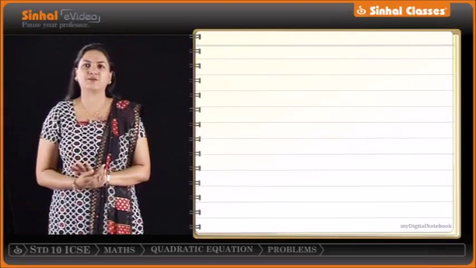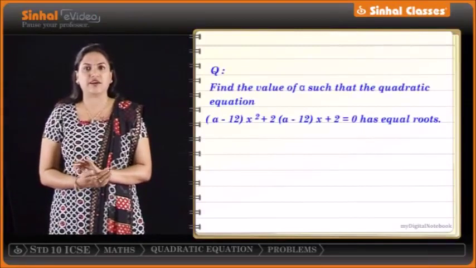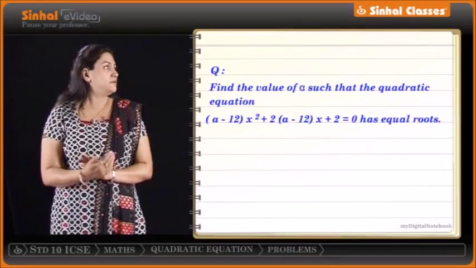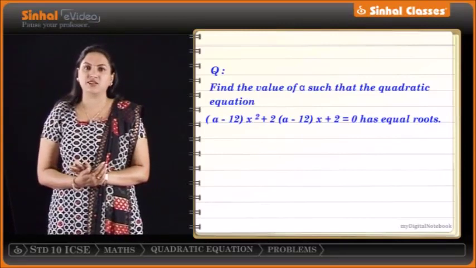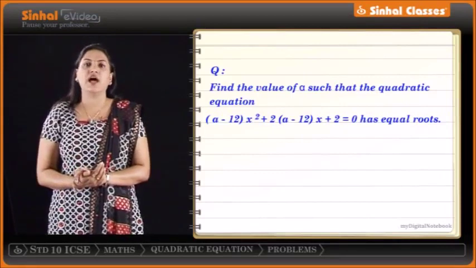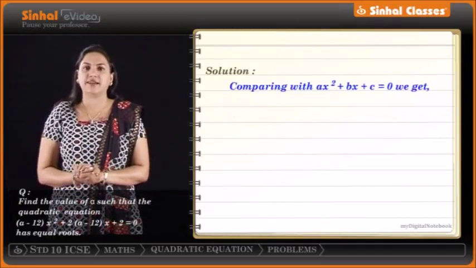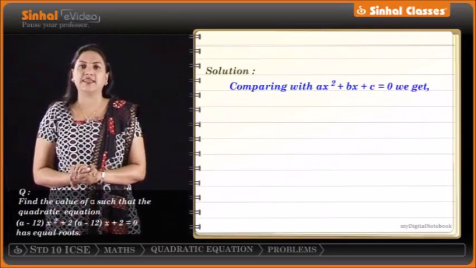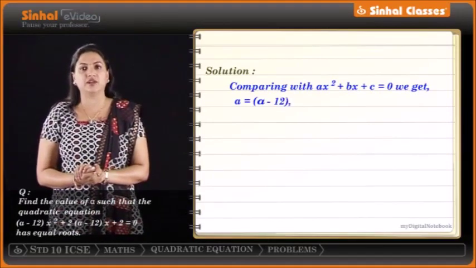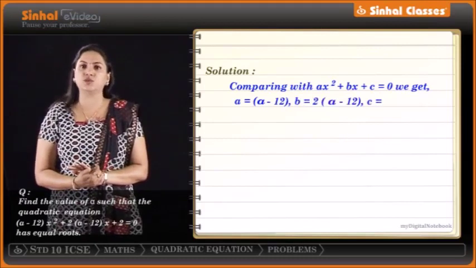Let's look at our next problem. Find the value of alpha such that the quadratic equation (alpha minus 12)x square plus 2 into (alpha minus 12)x plus 2 is equal to 0 has equal roots. Now first of all, we compare this with the standard quadratic equation and get a is equal to alpha minus 12, b is equal to 2 into (alpha minus 12) and c is equal to 2.